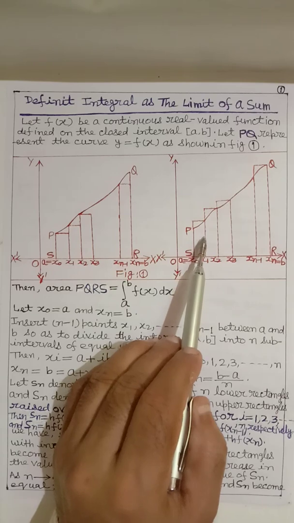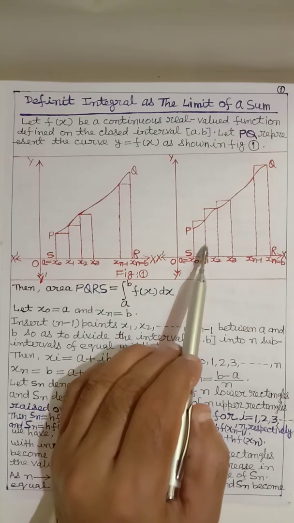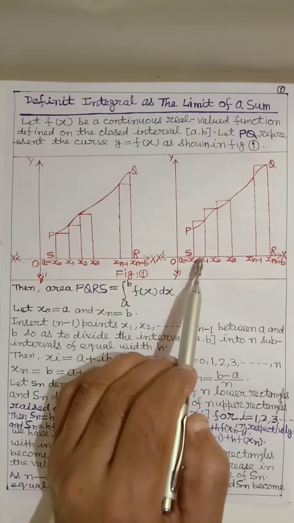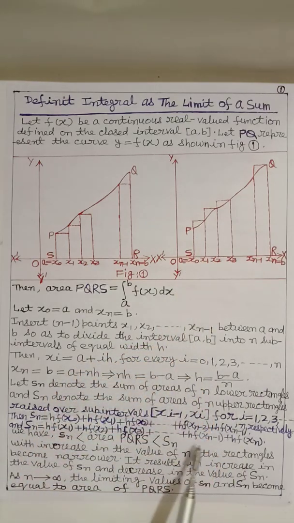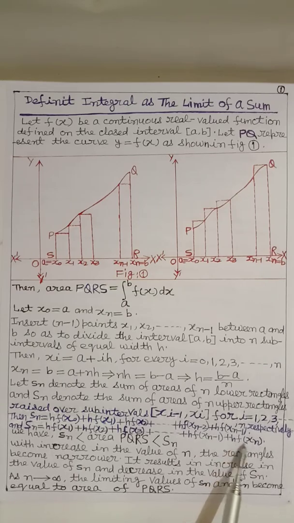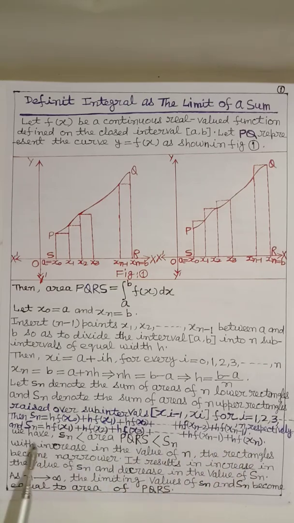So area equal to length into breadth, so we get h into f of x1. And similarly, plus h into f of x1. We have small sn, the sum of areas of n lower rectangles, less than area of PQRS, less than the sum of areas of n upper rectangles.